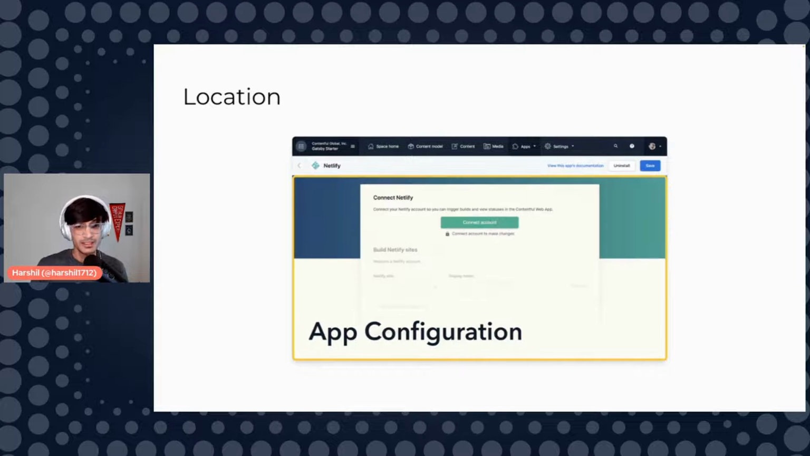And lastly is the app configuration screen. Now this is what the user sees when they install your application. This is where they would be able to configure the application with their credentials. All right. So we talked about locations and we now have some idea about locations. Let's see an app in action.